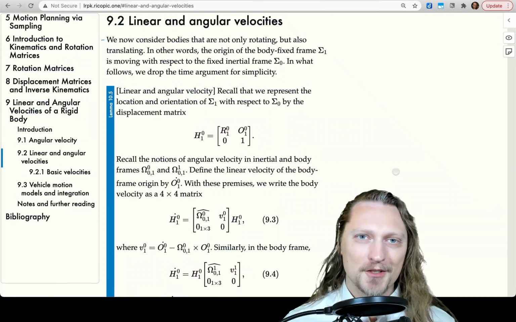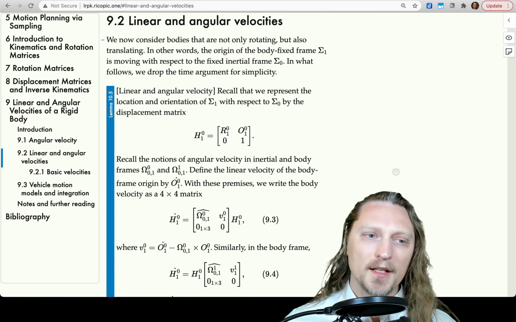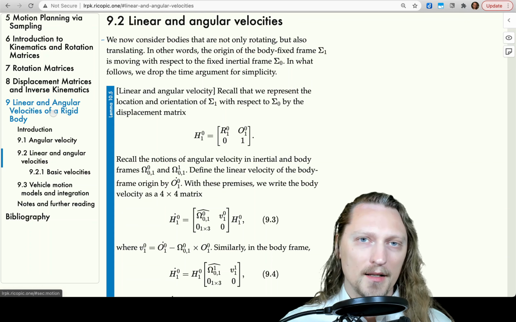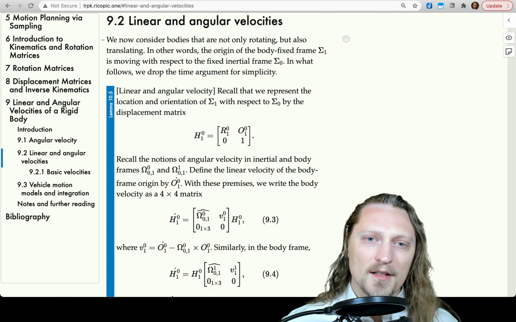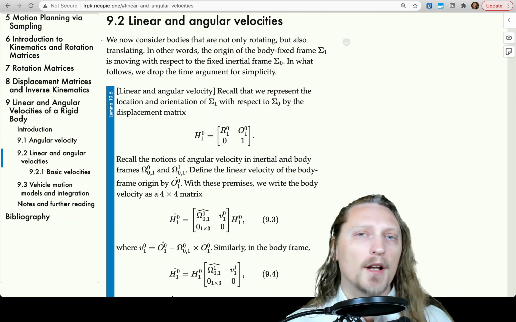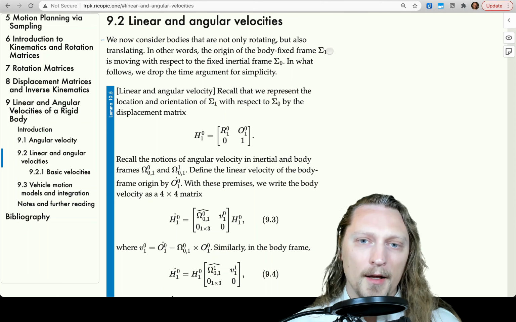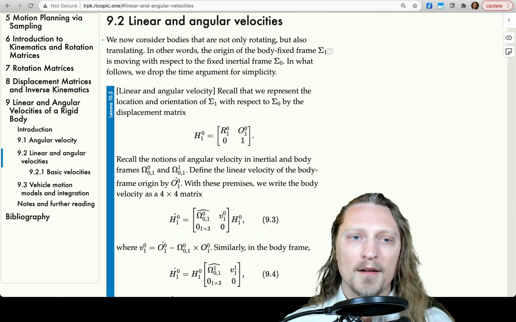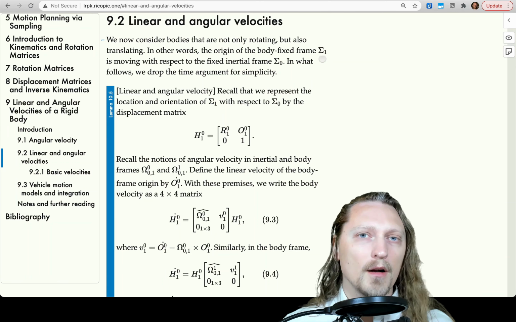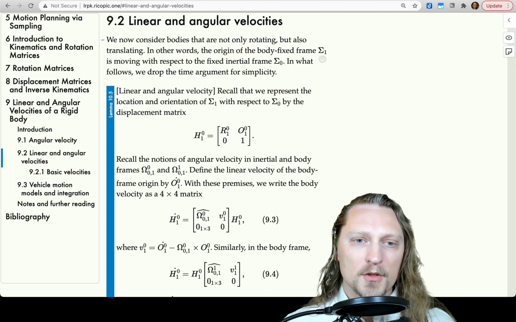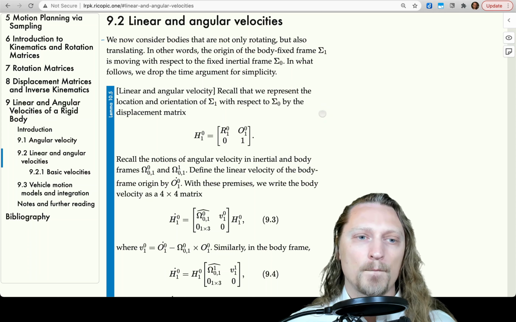Welcome to Lecture 9.2, Linear and Angular Velocities, part of the Linear and Angular Velocities of a Rigid Body chapter. So, we now consider bodies that are not only rotating, but also translating. In other words, the origin of the body fixed frame that moves with the body, sigma 1, is moving with respect to the fixed inertial frame, sigma 0. In what follows, we drop the time argument for simplicity of notation.